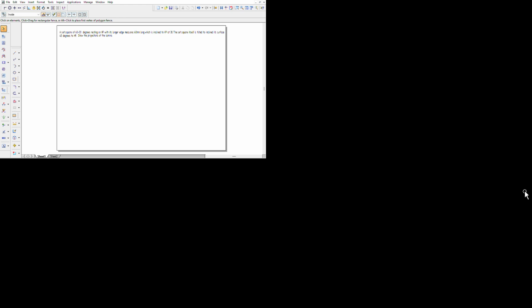So in this video we will be solving two CAD questions and here is the first one. A set square of 60-30 degrees resting on HP with its longer edge measures 60 mm long which is inclined to VP at 30 degrees. The set square itself is tilted to incline its surface 45 degrees to HP. Draw the projections of the lamina.